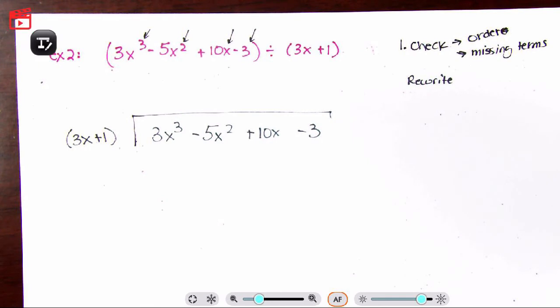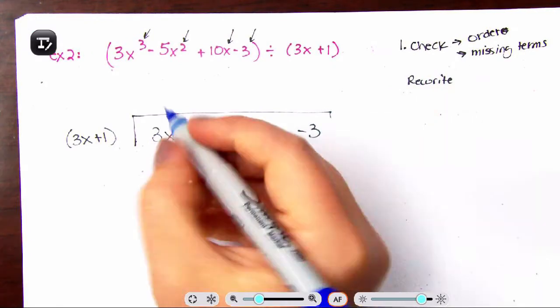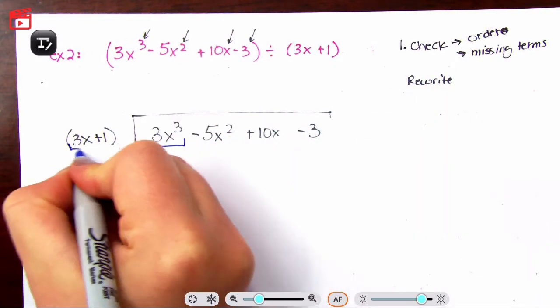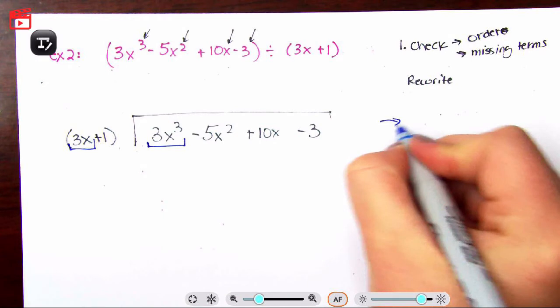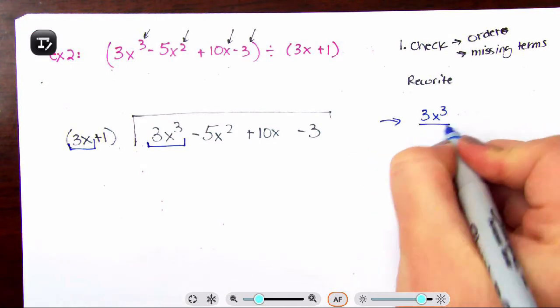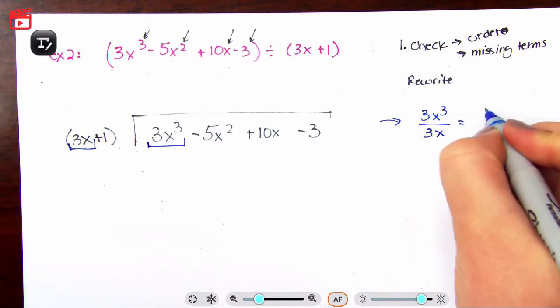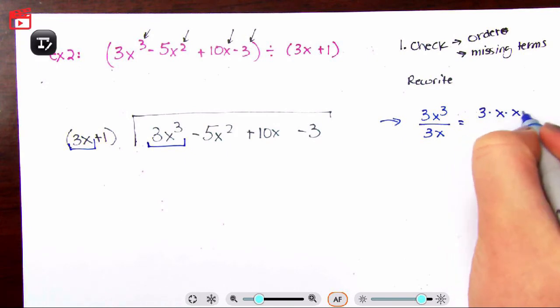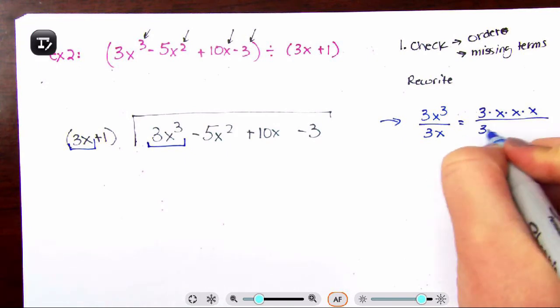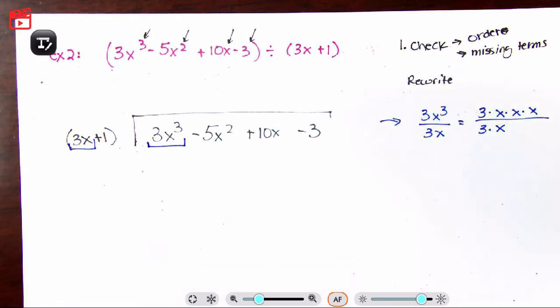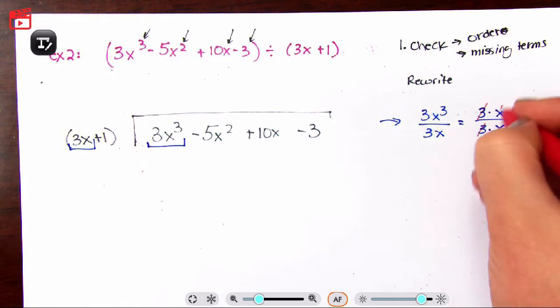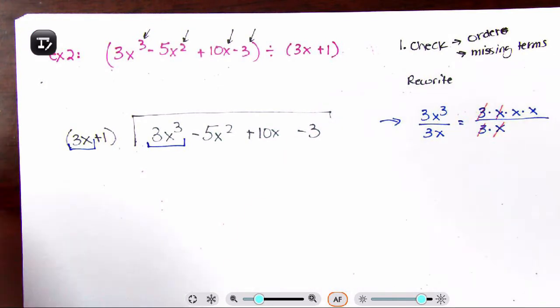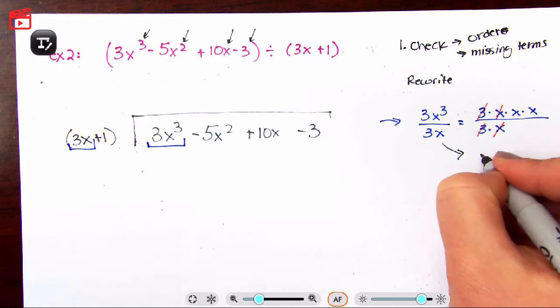Take your first term, divide it by your first term. So I have 3x cubed divided by 3x. Again, this is 3 times x times x times x. This is 3 times x. You're going to cross out what is similar, what is the same. So what are you left over with? You are left over with x squared.